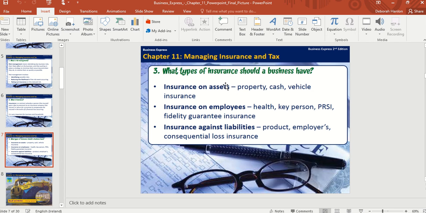The types of insurance are insurance against any kind of assets that a business has, in particular any valuable assets, so property, cash in transit, vehicles, and any employees when it comes to their health, if they have key persons like scientists working for them.